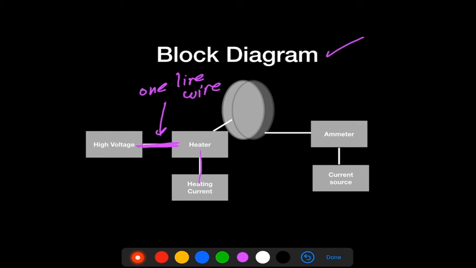And then the heating current is connected to the heater, and the ammeter is connected to the Helmholtz coils, and the current source goes into the ammeter. That kind of thing just tells me the logical layout here, and these are the coils here, something like that. This works okay too. Tells me how things should be laid out.